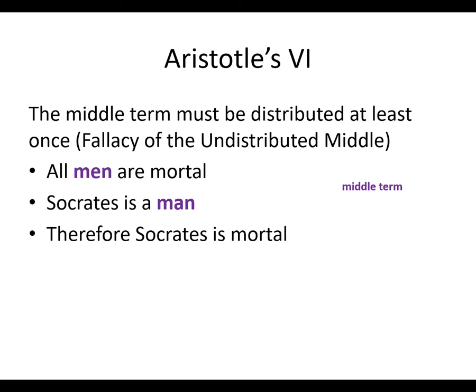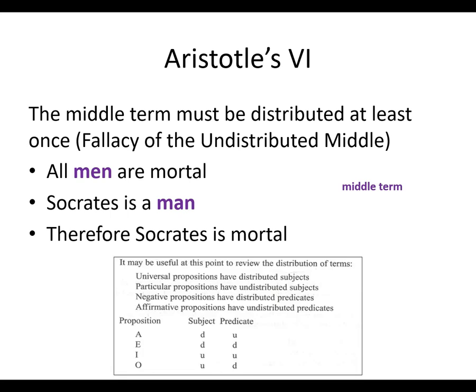Distribution refers to whether the term makes a claim about all of something. For example, all men are mortal. That's a distributed term. Another example would be no fish are birds. You're saying something about all fish, that none of them are birds. So the term fish is distributed because you're claiming to know something about all of that thing.